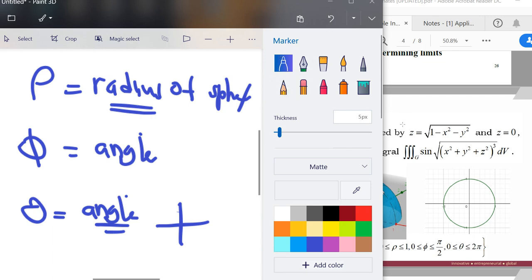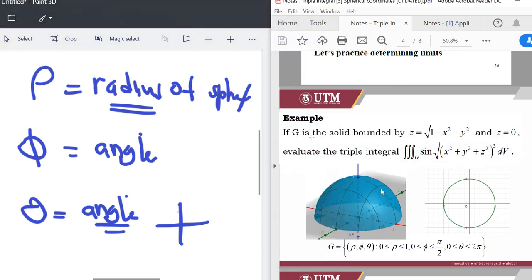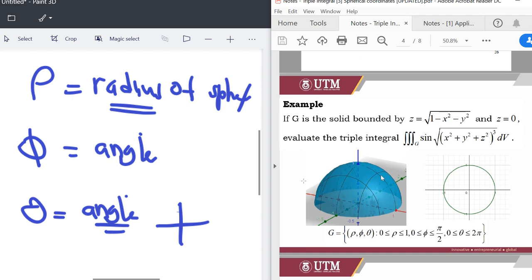So let's take a look at this example. If G is the solid bounded by z equal to square root of 1 minus x squared minus y squared and z equal to 0, evaluate the triple integral. For this question, you can choose either spherical or cylindrical. You can use both, but let's try to solve this one using spherical. So from here you will get this shape.